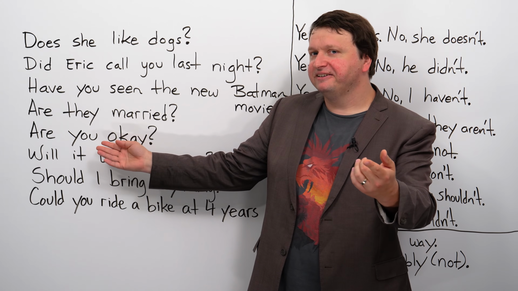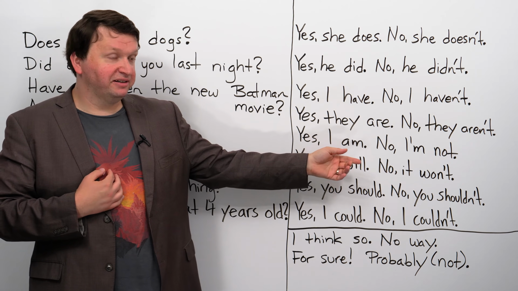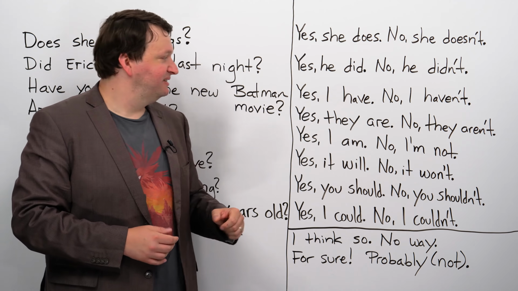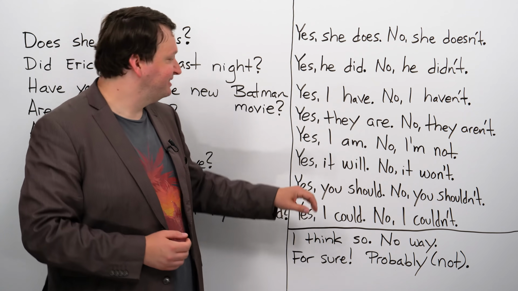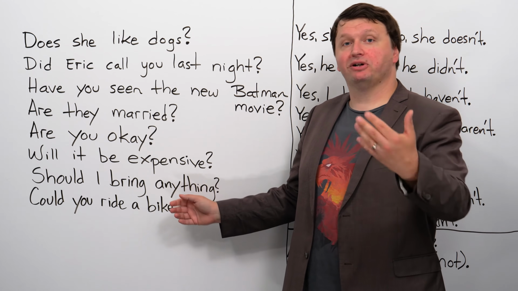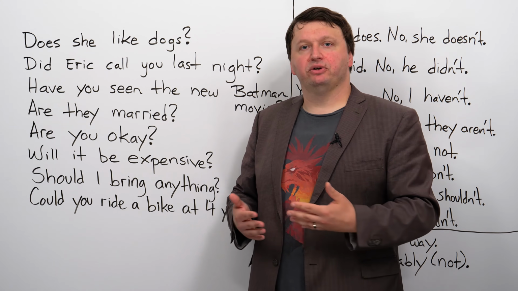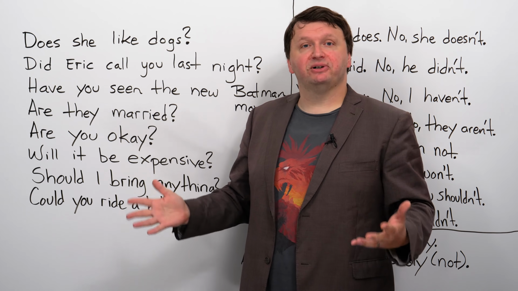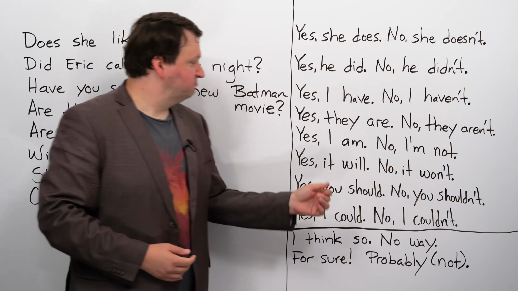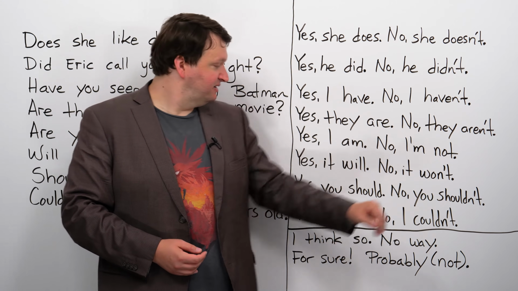Are you okay? And here we have the conjugation. Yes, I am, the verb to be. No, I'm not. I'm not okay. I'm okay. Yeah, I'm okay. All right. Next. Will it be expensive? Here you have a future question. Your friend wants to take you to a movie, or to a concert or to a festival, and you ask the question, will it be expensive? Yes, it will, or the negative, no, it won't.